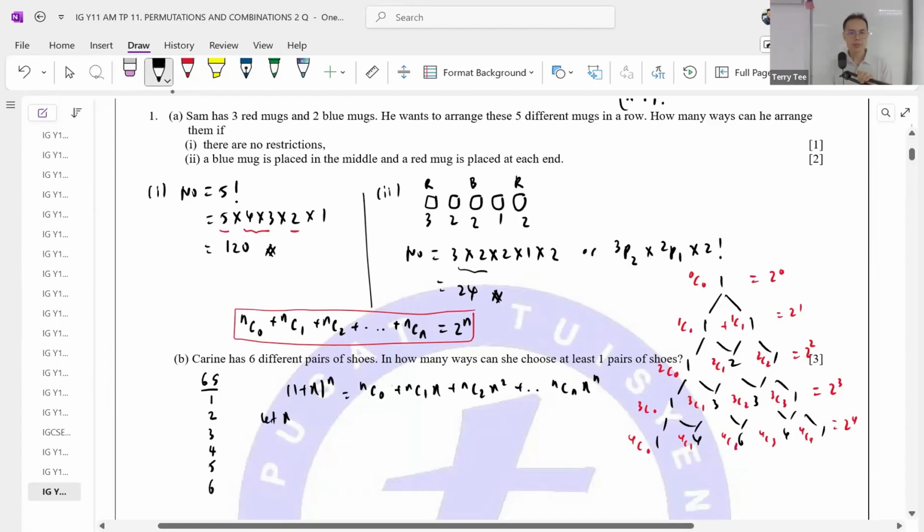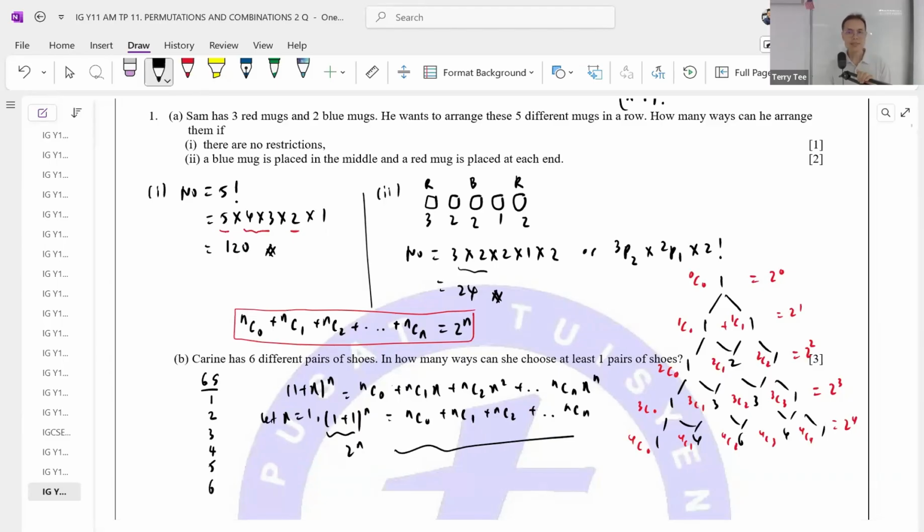If you let your x be 1, this is (1 + 1) power n, correct? This is nC0, this is nC1, this is nC2. Your x is just 1, right? All the way until nCn. What is this? This is 2 power n, right? So 2 power n is a summation of your nC0 until nCn.